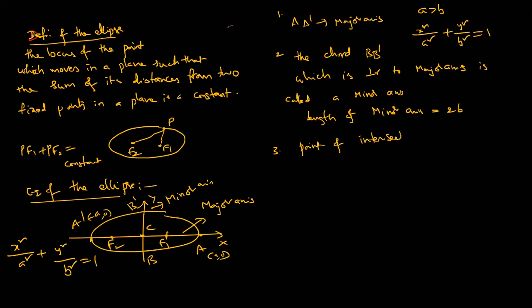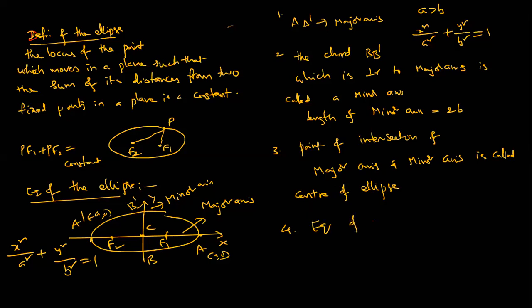The point of intersection of the major axis and minor axis is the center of the ellipse. Fine. So what are the equations of the directrices? x is equal to plus or minus a by e. Fine.